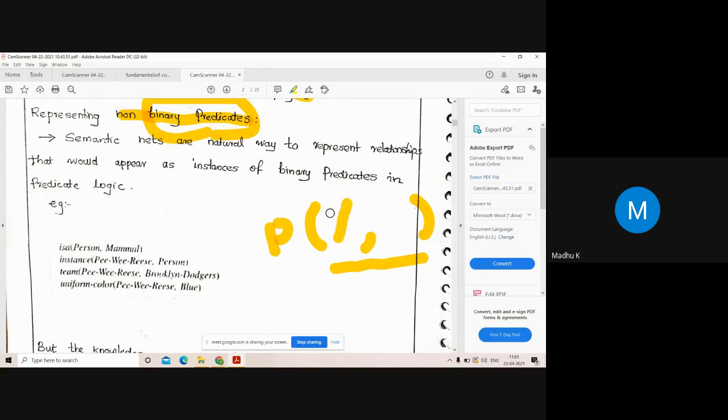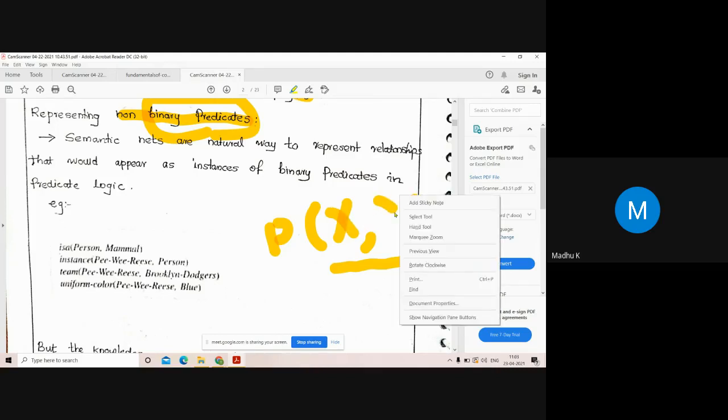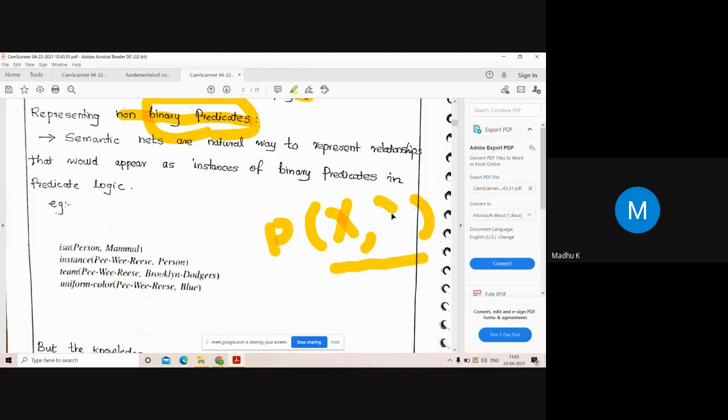Suppose it is X and suppose it is Y. Then we can represent it. We can easily create a semantic network. X is an object, Y is an object, and the relation is P. Okay, we can represent it in this way.